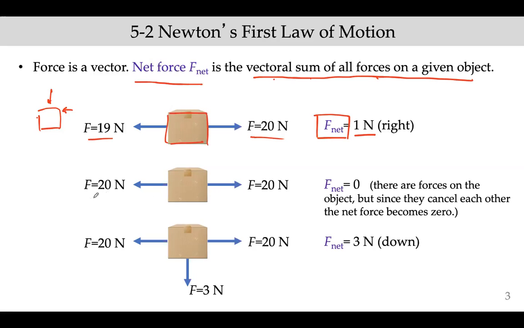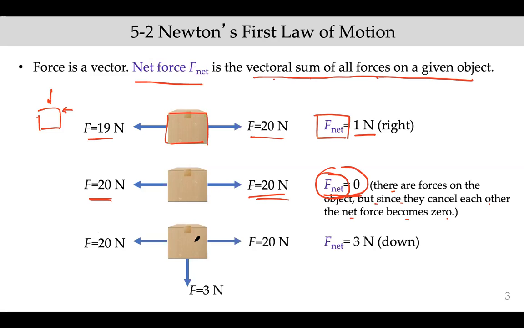So what about the second situation? Here, there's 20 Newtons to the left and 20 Newtons to the right. The net force is, of course, in this situation, 0. The total is 0. But net force 0 doesn't mean there are no forces on the object. Net force equals 0 basically means there may be forces on the object, but they cancel each other. So there are forces on the object, but since they cancel each other, the net force becomes 0. In the following slides, we will be interested in the net force, not the individual forces on a body.